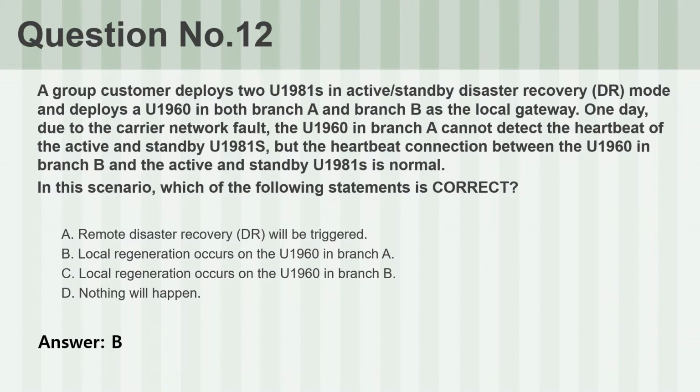Question number 12. A group customer deploys two U1981s in active/standby disaster recovery mode and deploys a U1960 in both branch A and branch B as the local gateway. One day, due to a carrier network fault, the U1960 in branch A cannot detect the heartbeat of the active and standby U1981s, but the heartbeat connection between the U1960 in branch B and the active and standby U1981s is normal. In this scenario, which of the following statements is correct? A. Remote disaster recovery will be triggered. B. Local regeneration occurs on the U1960 in branch A. C. Local regeneration occurs on the U1960 in branch B. D. Nothing will happen. Answer B.